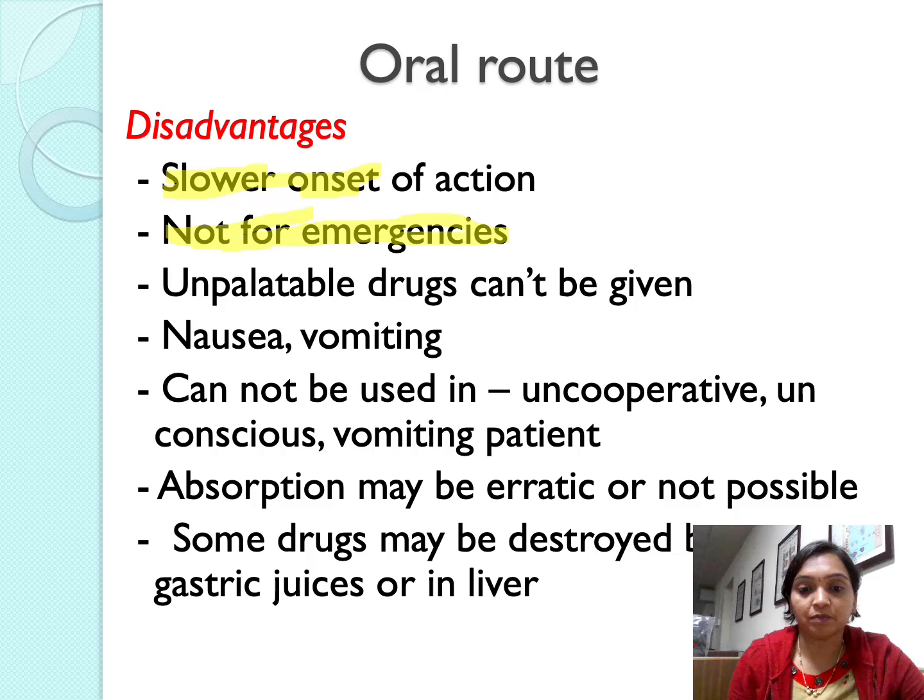And absorption may be erratic because few drugs have interactions with food, and also any malabsorption syndrome. All these will affect the absorption rate, and hence the absorption may be erratic. Some drugs will also get destroyed by the gastric juice, that is HCl, and they also undergo first pass metabolism in the liver before they reach the systemic circulation.